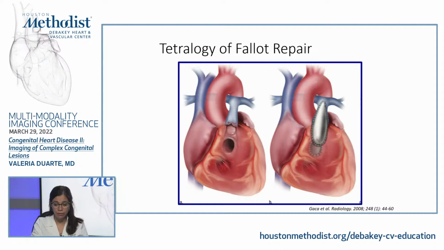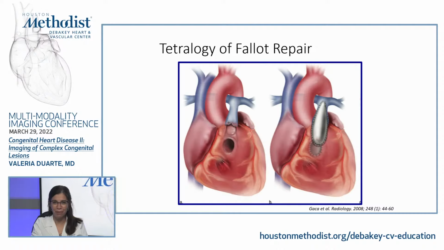As you know, Tetralogy of Fallot is the most common cyanotic congenital heart defect, and it occurs due to the anterior and leftward deviation of the infundibular or conal septum that results in a malalignment VSD, RVOT obstruction with different levels of pulmonary valvular and subvalvular obstruction or stenosis, an overriding aorta over the septum, and a secondary right ventricular hypertrophy.